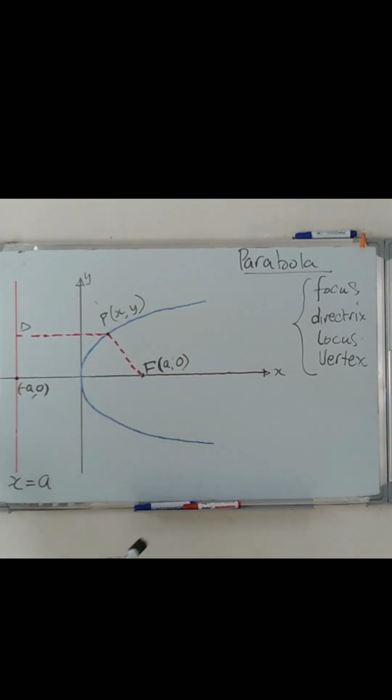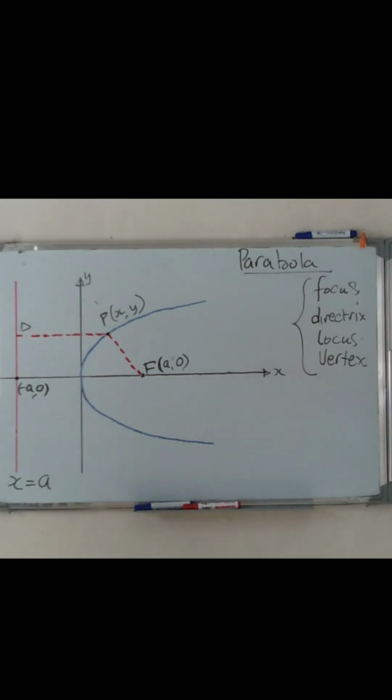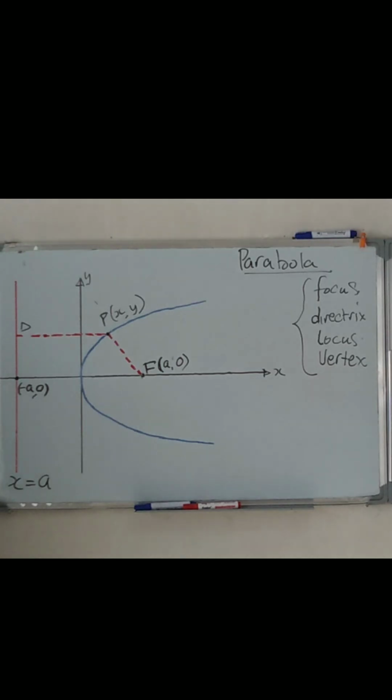Now, what is the equation of a parabola? Well, let's start with the definition. What is a parabola? Well, a parabola is the locus of a point which is such that its distance from a fixed point, the focus, is equal to its distance from a fixed line, the directrix.